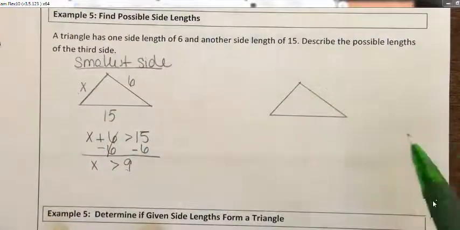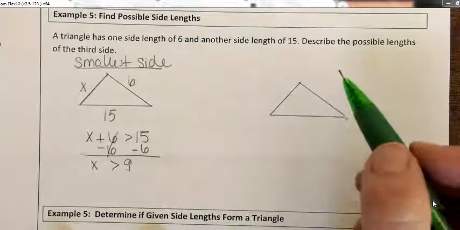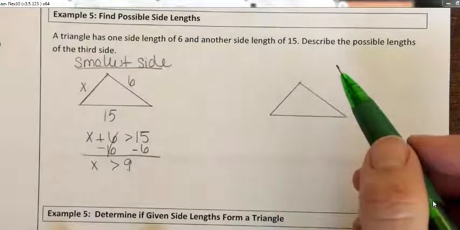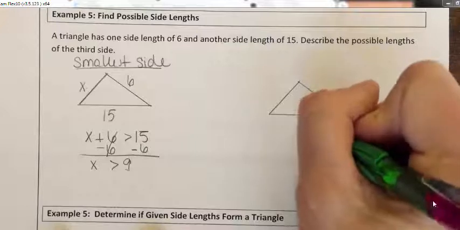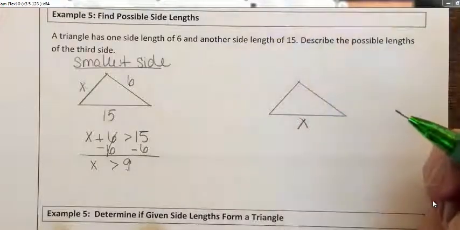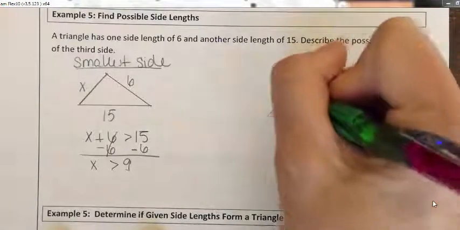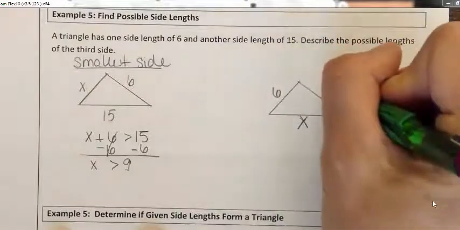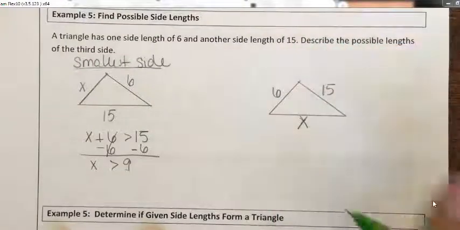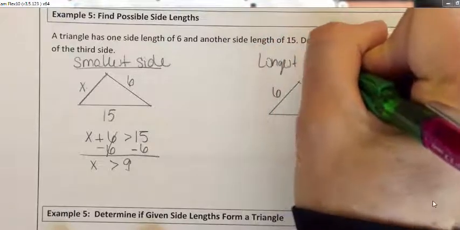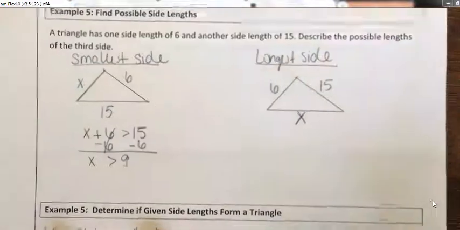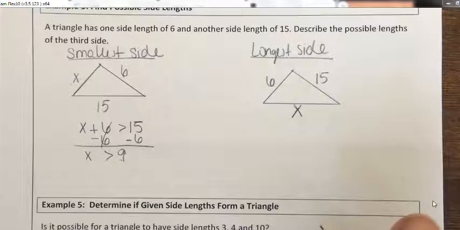Well, let's do that again, and let's get a range for what the longest side could potentially be. Maybe this time I won't know my longest side. That would make 6 my smallest side and 15 my middle side. So this is me finding my longest side, or a range of values that could be my longest side.